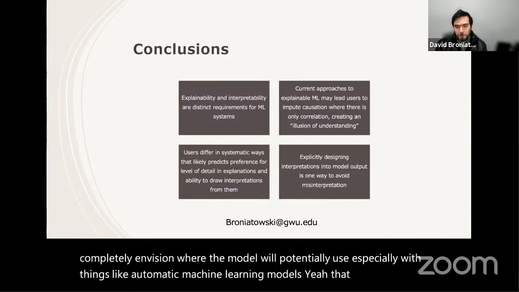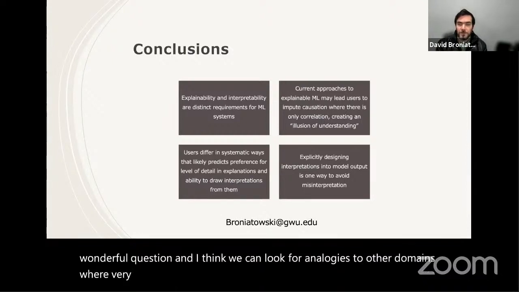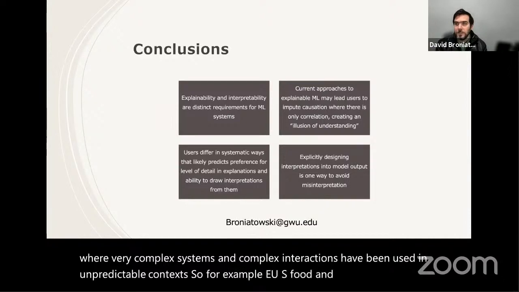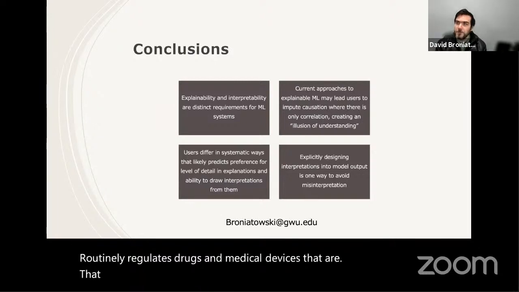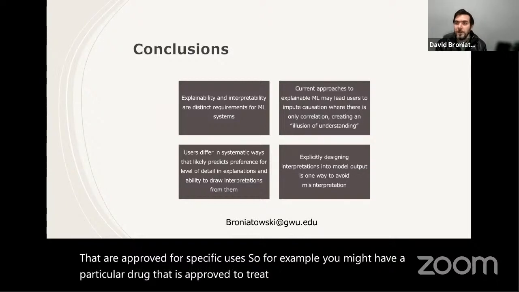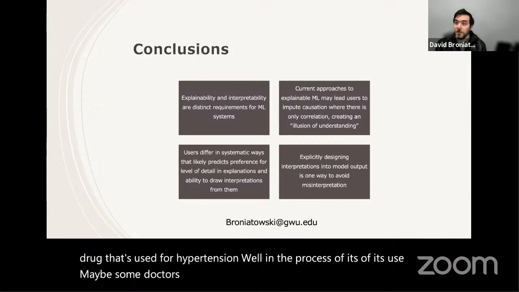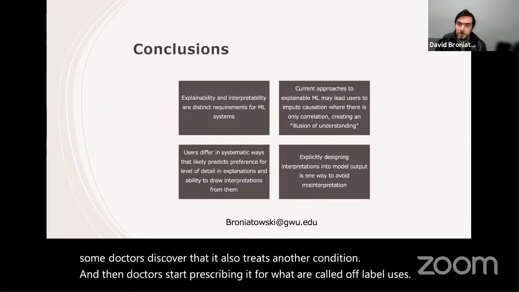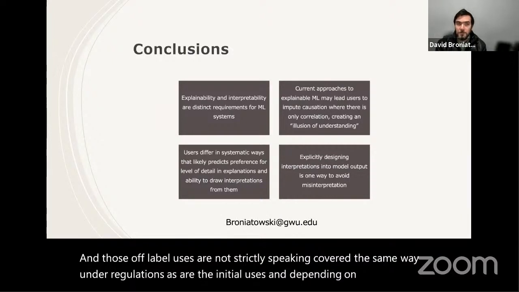Yeah, that is a wonderful question, and I think we can look for analogies to other domains where very complex systems and complex interactions have been used in unpredictable contexts. So, for example, the U.S. Food and Drug Administration routinely regulates drugs and medical devices that are approved for specific uses. For example, you might have a particular drug that is approved to treat hypertension, right? And then, in the process of its use, maybe some doctors discover that it also treats another condition. And then doctors start prescribing it for what are called off-label uses. And those off-label uses are not, strictly speaking, covered the same way under regulations as the initial uses. And depending on that off-label use, it may be disallowed.